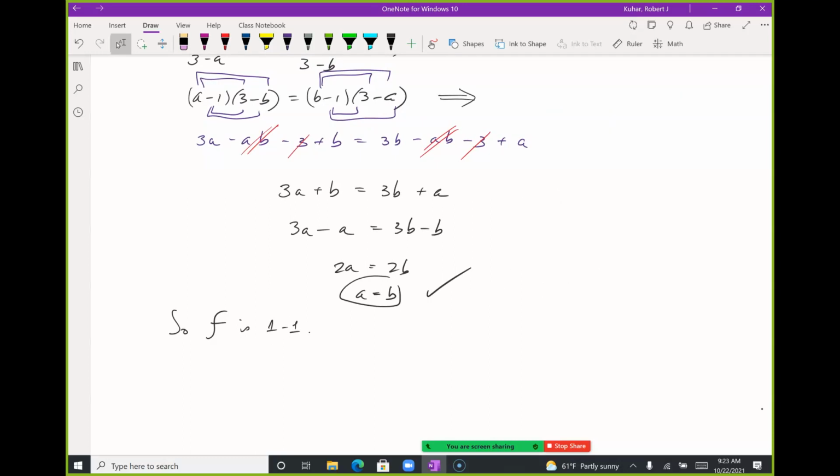Beautiful. So now what? What does it mean when a function is 1 to 1? What's special about that? It has an inverse that is also a function. Nice. So once I know a function is 1 to 1, I know that an inverse function exists. So that's what I want to do. I want to find that inverse function.